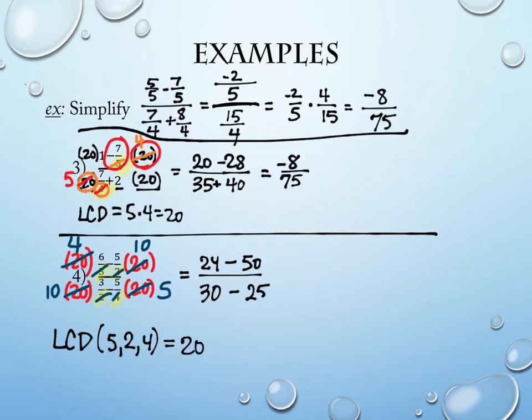So we're going to subtract. What is 24 minus 50? Negative 26. Good. How about 30 minus 25? 5. And then do 26 and 5 reduce? No. Improper fractions are perfectly fine, so we can leave it as negative 26 over 5.